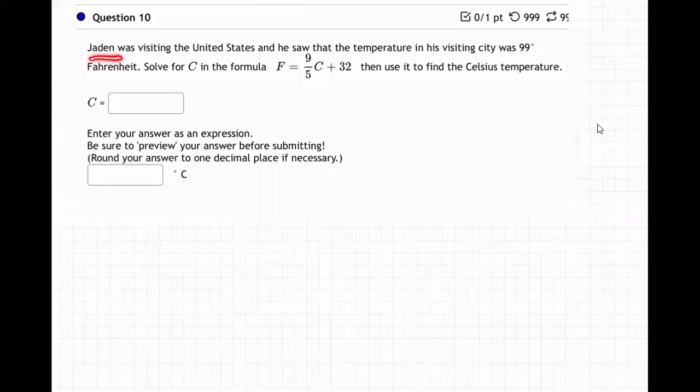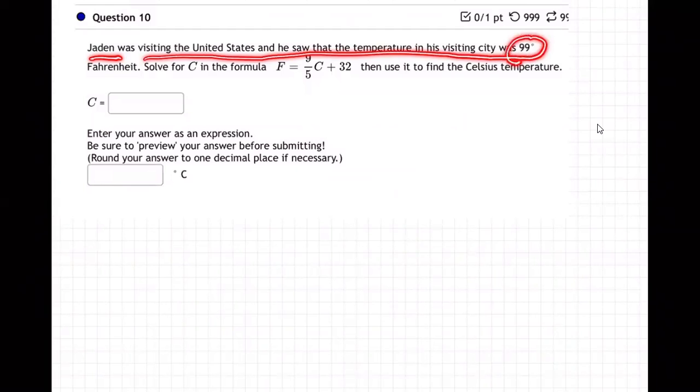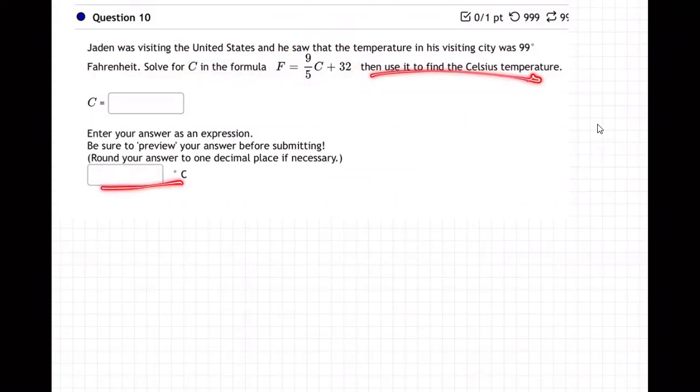Okay, so Jaden was visiting the United States and saw that the temperature in his visiting city was 99 degrees Fahrenheit. It's a hot day. We had that here in Fresno a lot. Solve for C in the formula, then use it to find the Celsius temperature. And then down here, we plug it in.